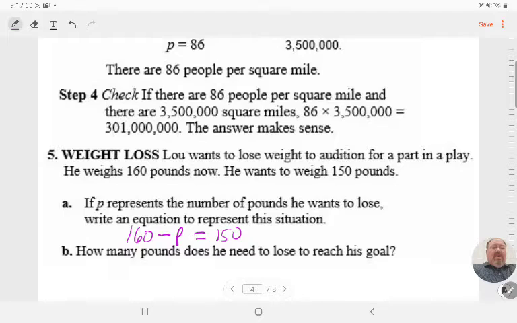So then all I would have to do on this one is subtract 160 from both sides, and that would give me negative P equals negative 10, and then just simply divide by negative 1 on both sides, and positive P is going to equal 10 pounds. Okay? So the answer, his goal, would be 10 pounds.